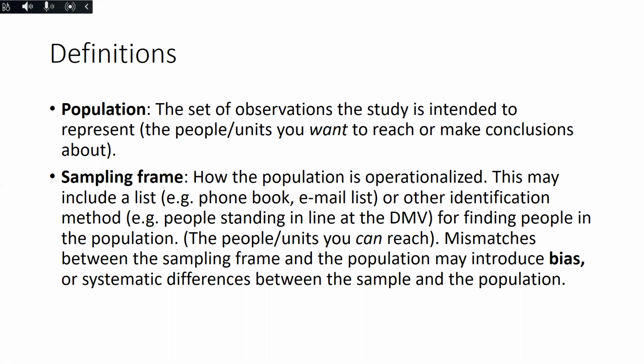The sampling frame is going to be the actual group that you're going to try to reach. So this is how we operationalize that population. That might include a list like a phone book or an email list that you have access to, or other ways of reaching your population. For example, if I'm trying to reach people in Utah County, I might go find people who are standing in line at the DMV, or at the grocery store or the gas station or something like that to try to reach people within my population.